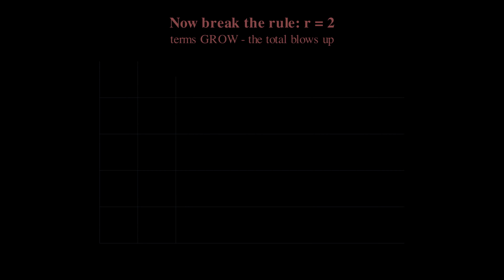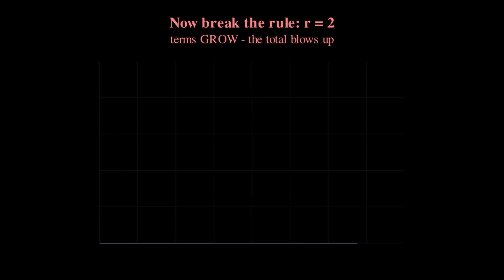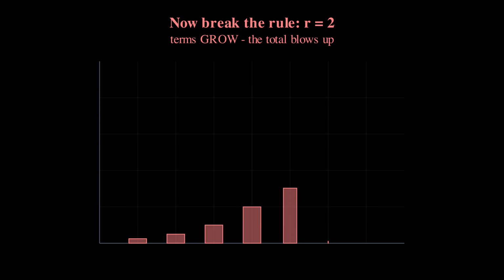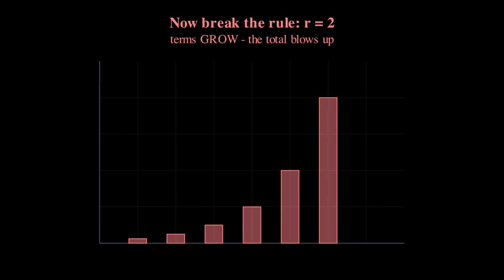Compare that with a geometric series where the ratio is 2, so each term is double the last. 1, 2, 4, 8, 16. Now the blocks don't shrink, they grow. Each step adds more than the one before, so the total races off to infinity. There is no sum to infinity here. It diverges. The whole idea only works when the terms die away. And that is the condition we're about to pin down.